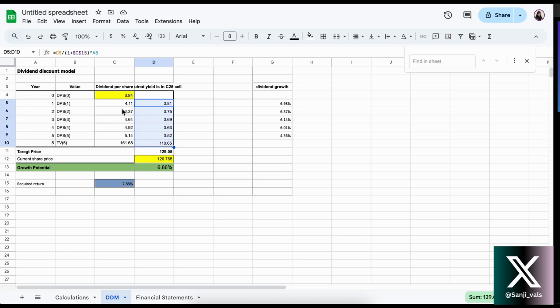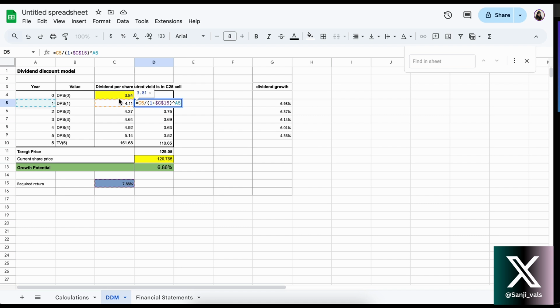Then you do the main part, which is discounting. We discount our calculated dividends. The point of discounting is that we want to see what is the value of the dividend today. So, for example, we forecasted that in 1 year the company would be paying a dividend equal to 4.11. But what is the value of this dividend today? It's 3.81.